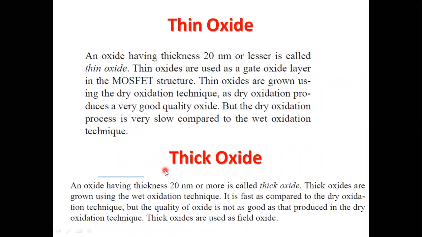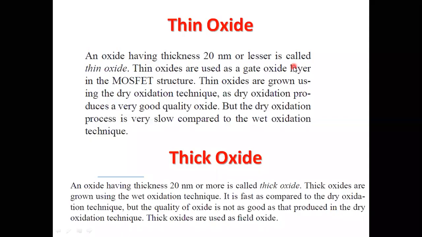Next is the thick oxide. An oxide having thickness 20 nanometer or more is called the thick oxide. Thick oxides are grown using the wet oxidation technique. It is fast as compared to the dry oxidation technique, but the quality of the oxide is not as good as that produced in the dry oxidation technique. Thick oxides are used as the field oxide, that is FOX. So I hope the thin and the thick oxide are clear to all of you.